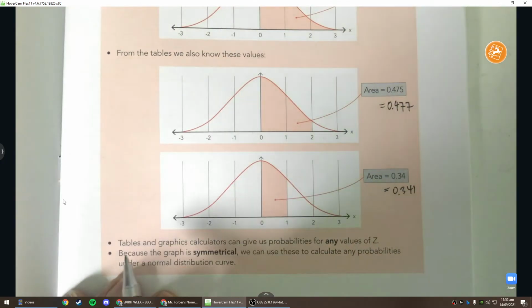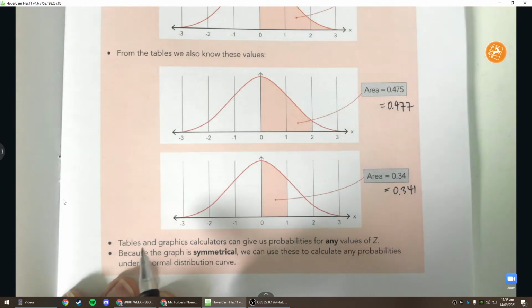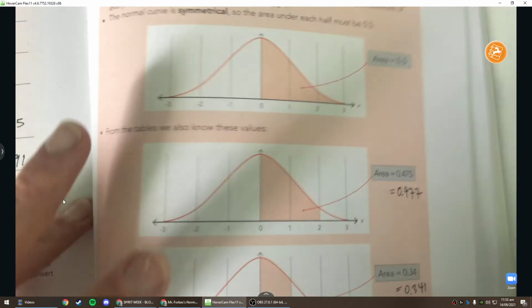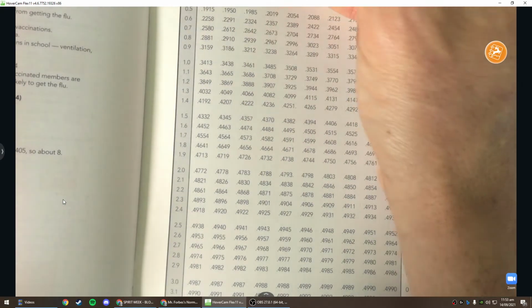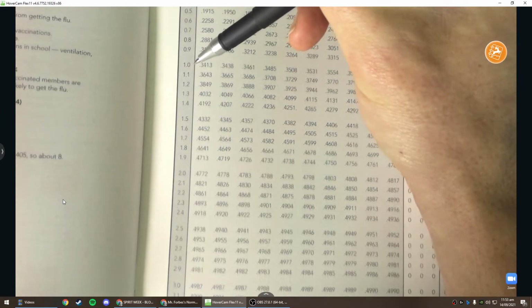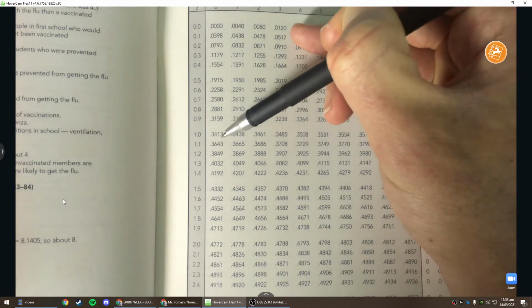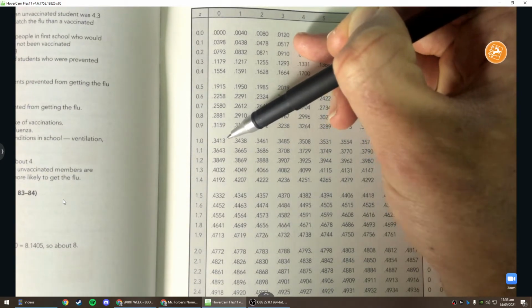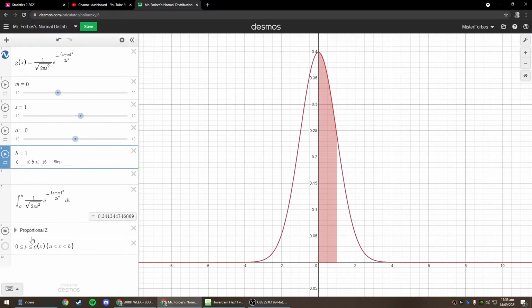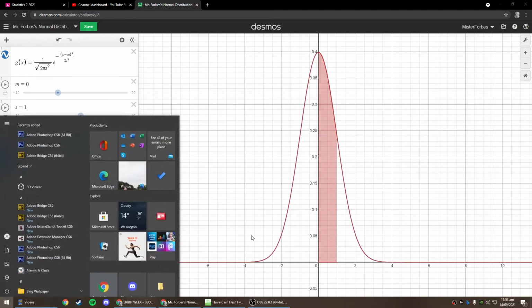So you can use the tables to find these Z values. It's on the back card page of the book. So let's do between 0 and 1. So it's here, 1 and 0, look at that, 0.3413. That is accurate because we saw it over here, 0.3413. So that's good, it's accurate.